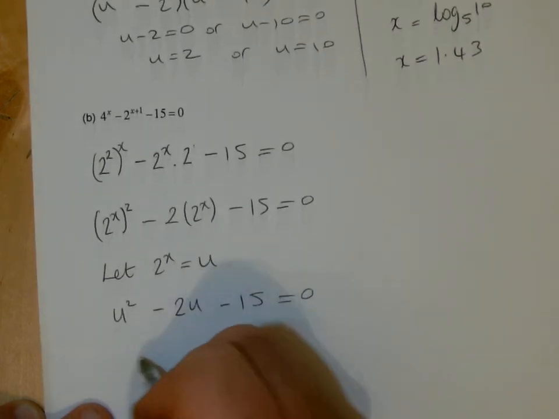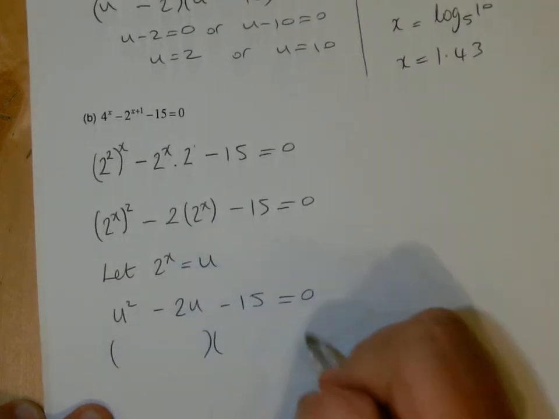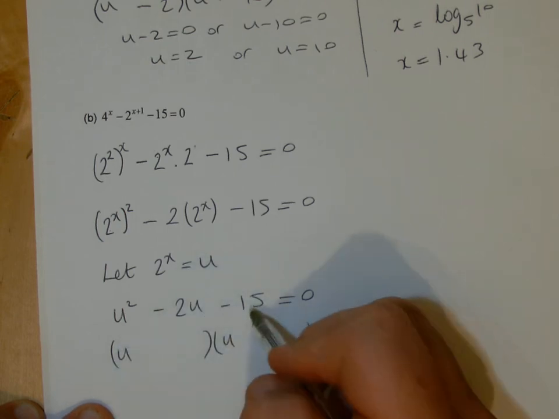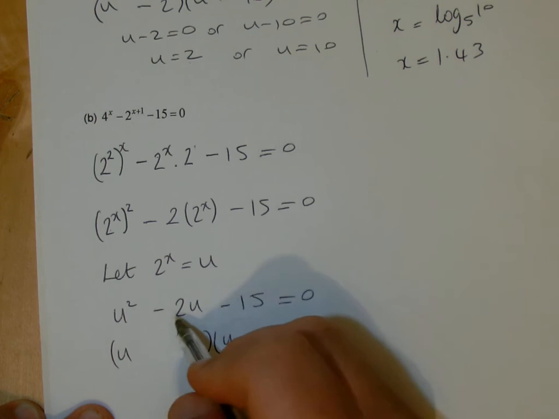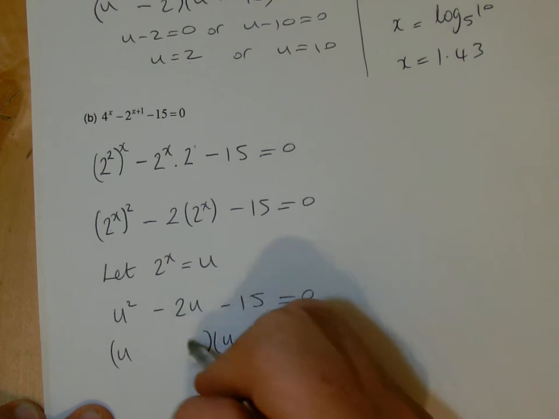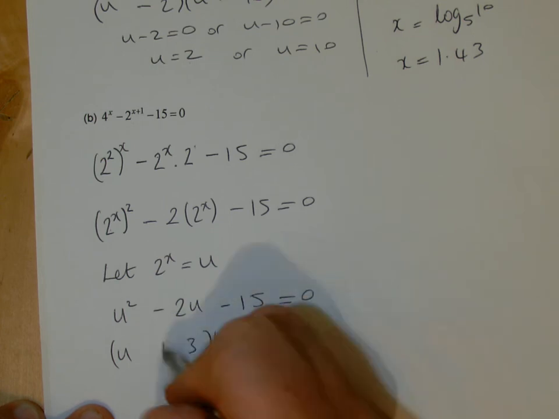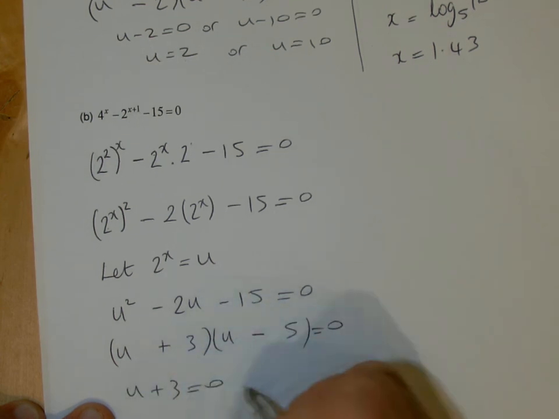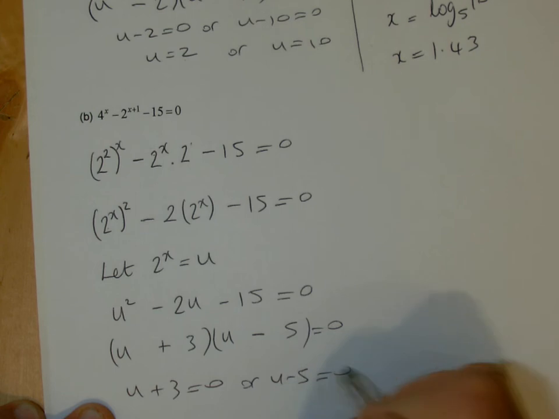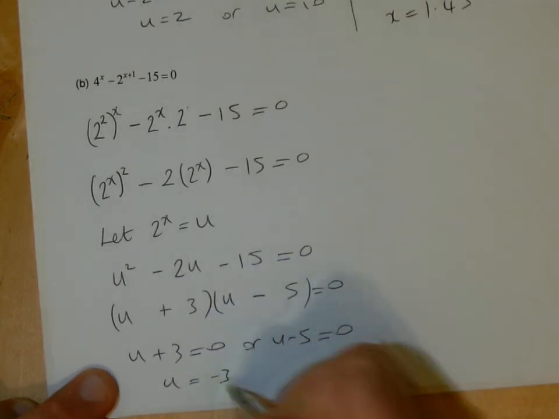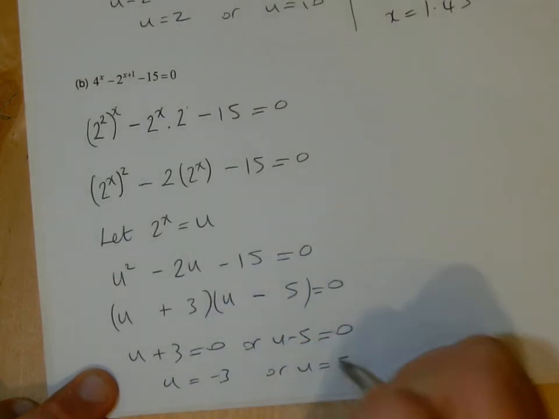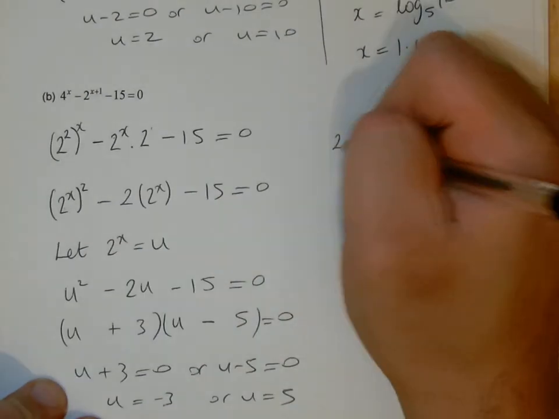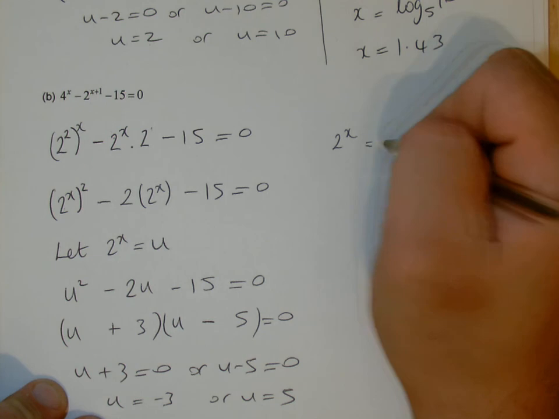So then, 2 brackets, u in both, 2 numbers that multiply to give minus 15, add up to give minus 2, so 5 and 3 will work there. It's got to be minus 5 and plus 3. So you have u plus 3 equals 0, or u minus 5 equals 0. So u will equal minus 3, or u will equal 5. Now, again, remembering now that 2 to the power of x is what u is. So we can say 2 to the power of x equals minus 3.